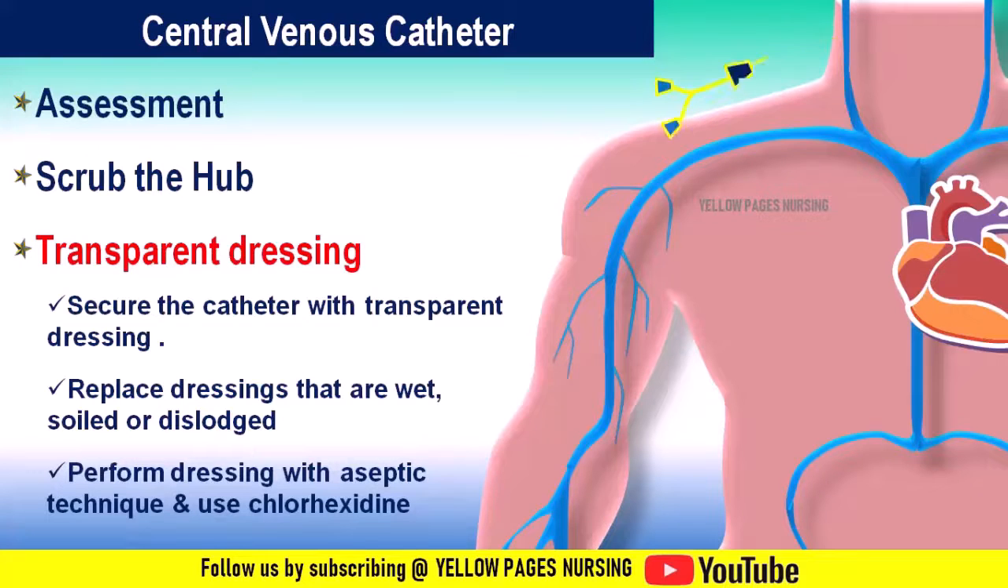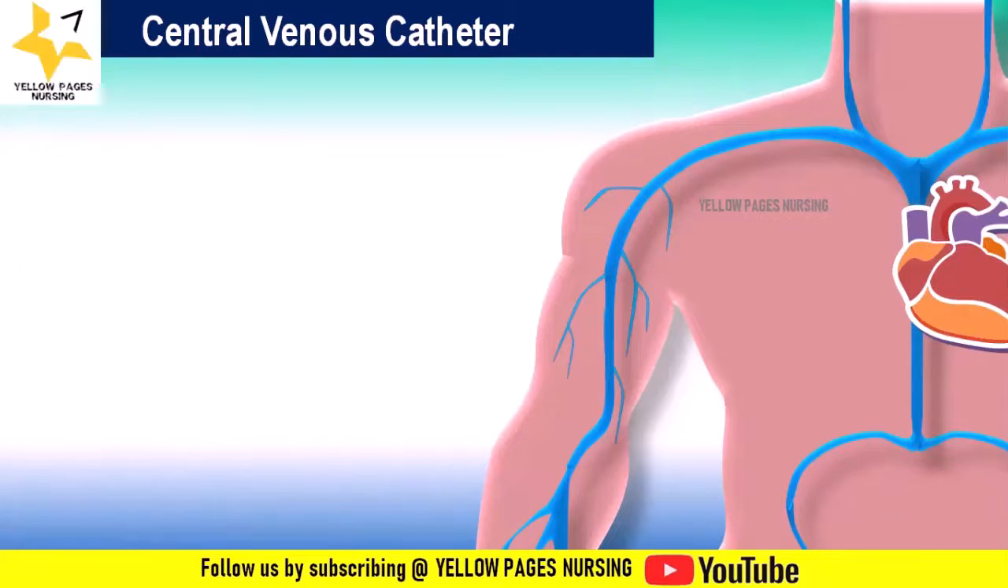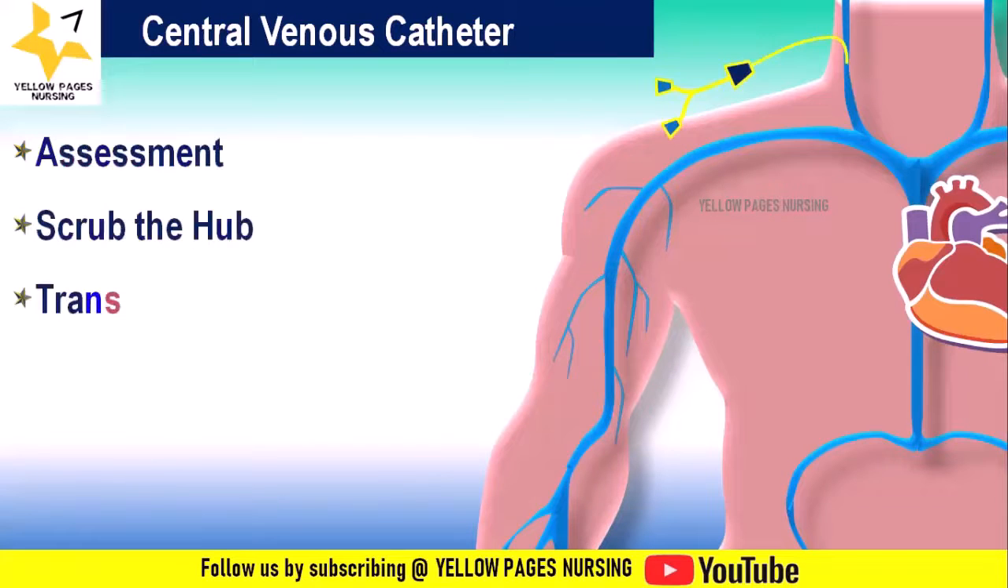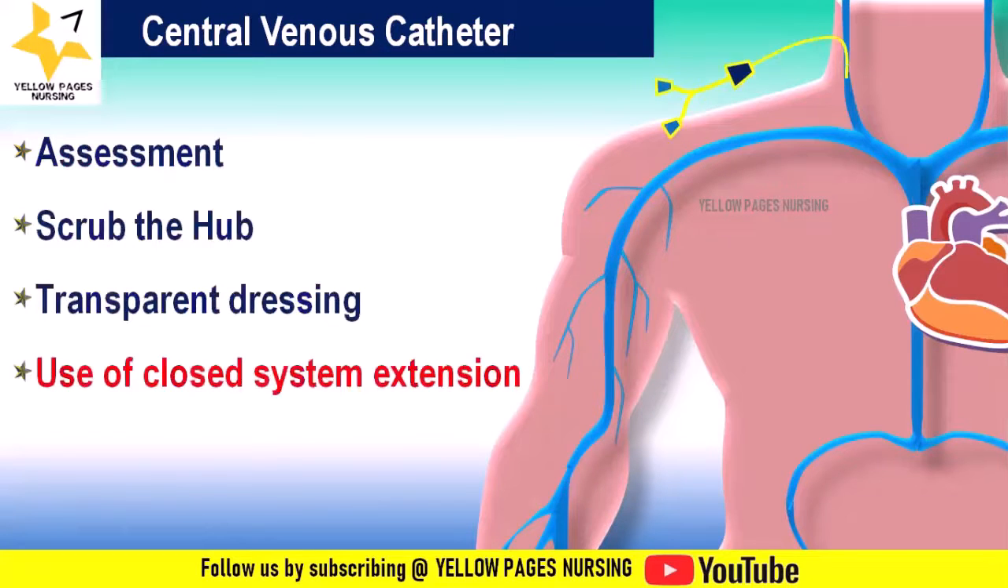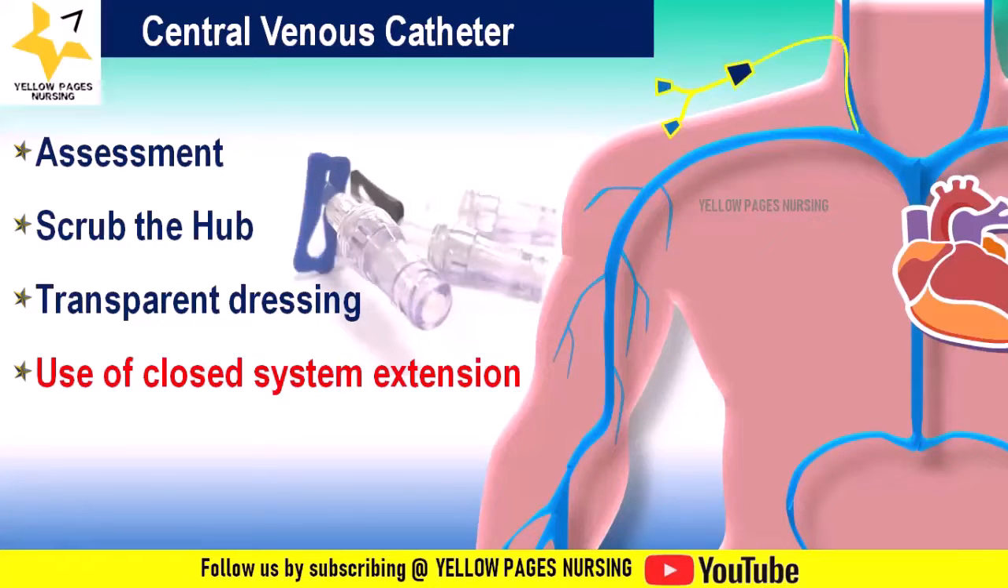Next comes use of closed system extension. As discussed before, a central line has multiple lumens, and in critical care, a patient may have multiple infusions through the central line, so there will be a need of extra lumen for infusion. Hence, select a closed system 2-way or 3-way extension depending upon the number of infusions. Remember, the more the number of ports, the more the chances of infection.